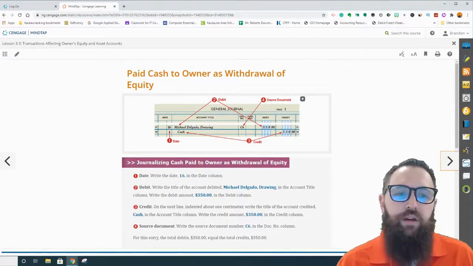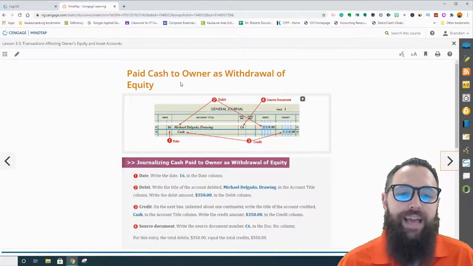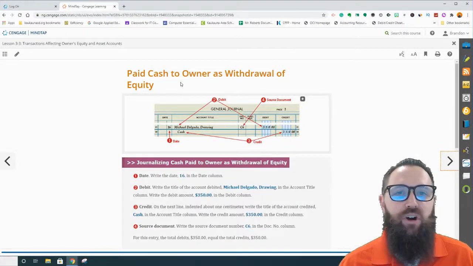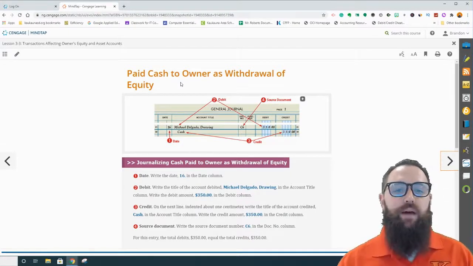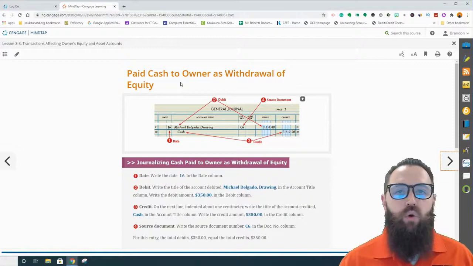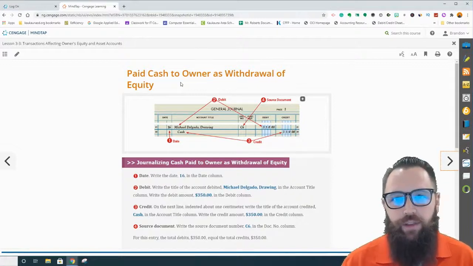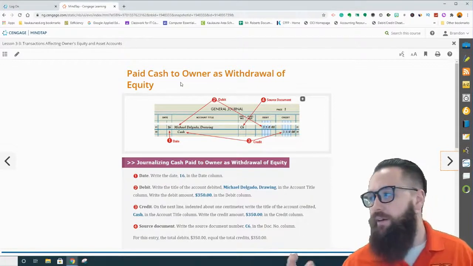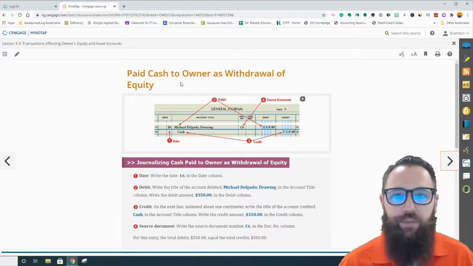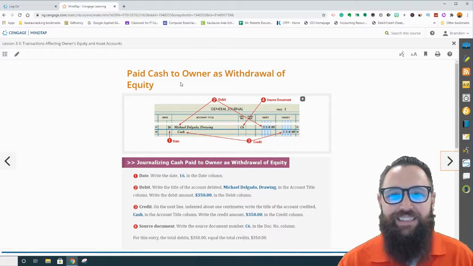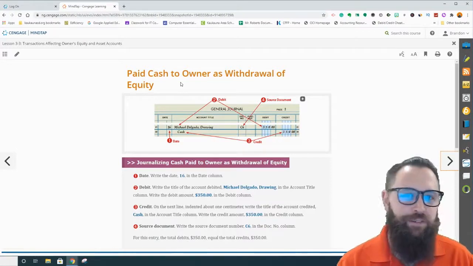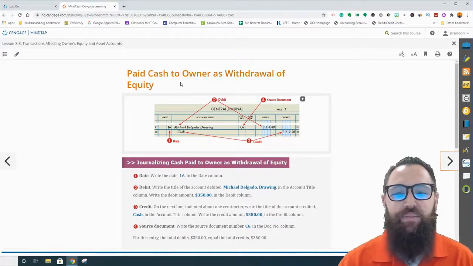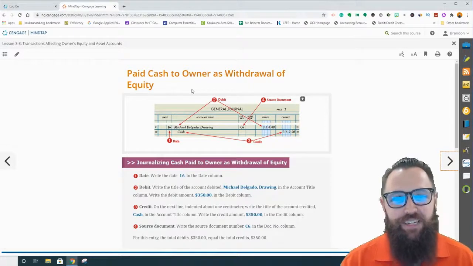The last one, paid cash to owner as a withdrawal of equity. So what's happening here? Well, our owner is going to take that money out of the account because he's going to say, hey, the business is doing great. I'm going to make sure that I can go on vacation this year. So he's going in there and he's going to take some money out. So what happens to the cash in the business? It's going to go down.